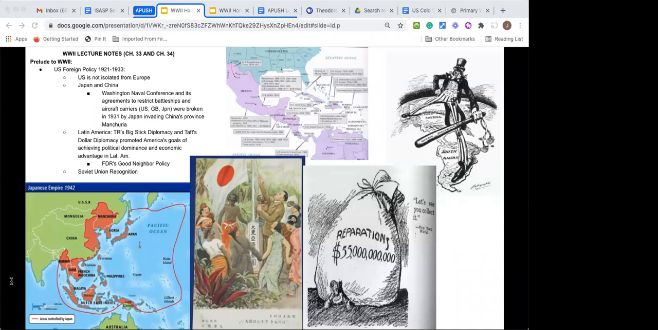Because of that, Japan's like, oh, no one's physically stopping us. And Germany and Italy are like, huh, no one stopped them either. Where's this League of Nations actually supposed to be?